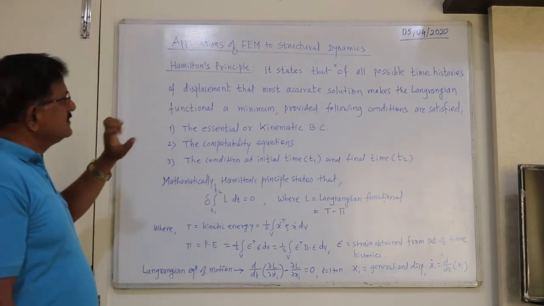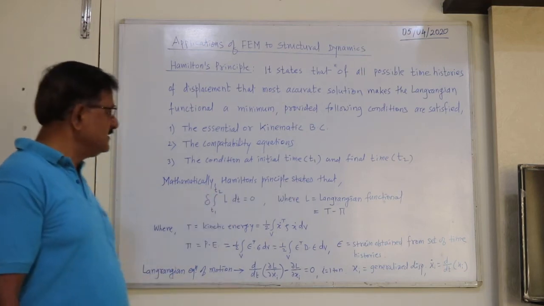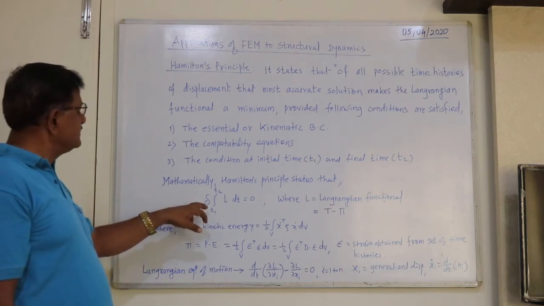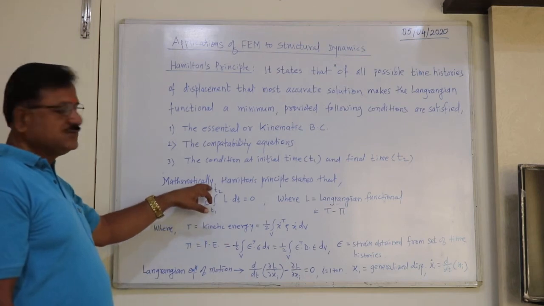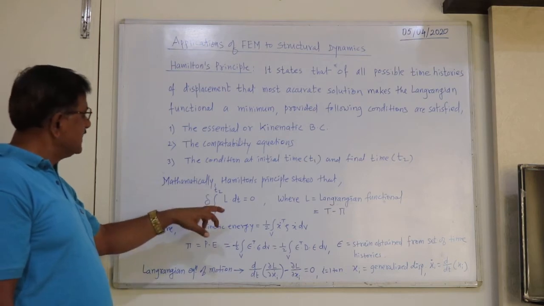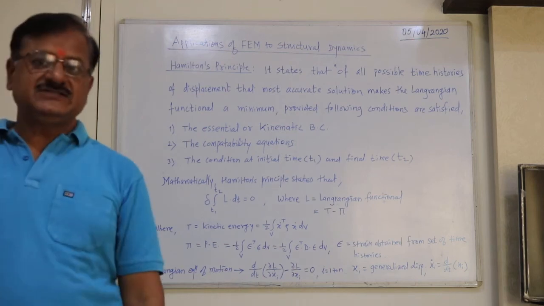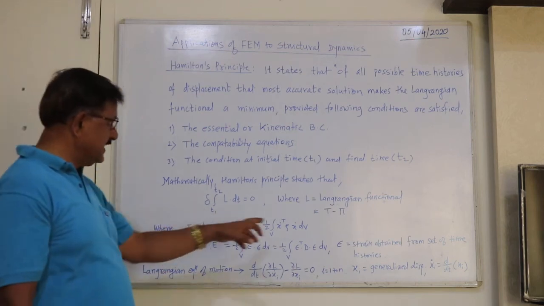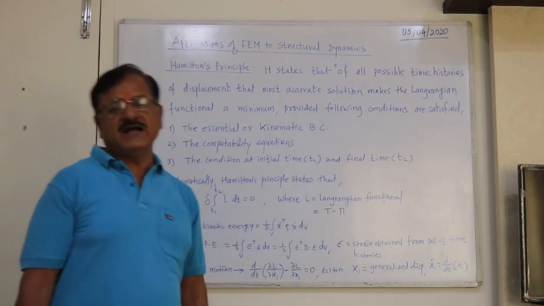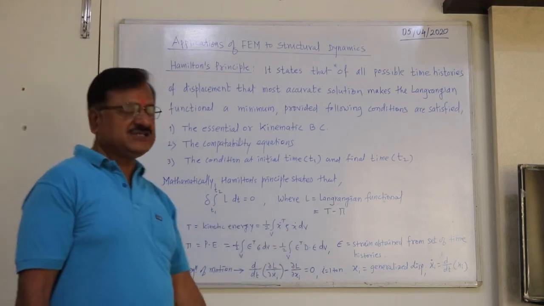Mathematically, how is Hamilton's principle written? Mathematically it is delta of the integration from t1 to t2, the initial to final time conditions, of L dt equal to 0. L is the Lagrangian functional, and this Lagrangian functional is given by T minus pi. T is the kinetic energy and pi is the potential energy.